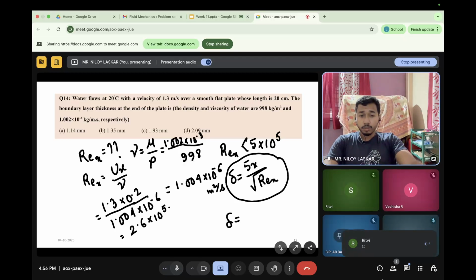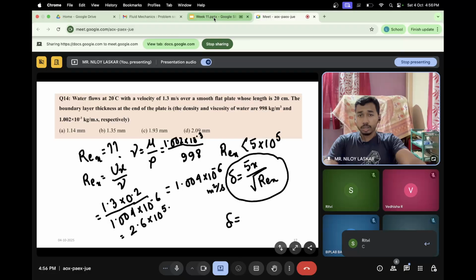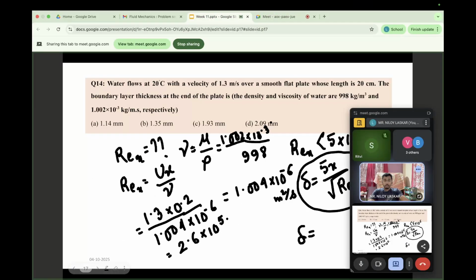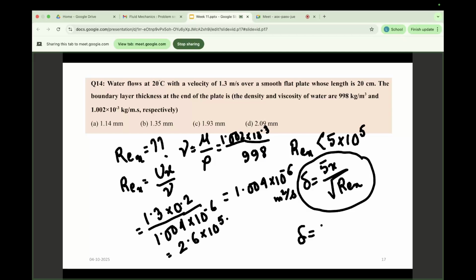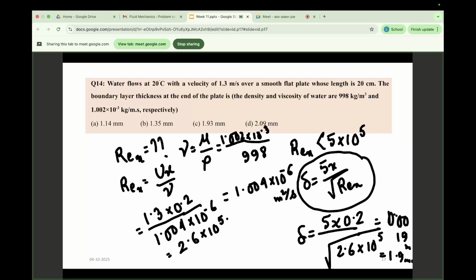Yes, Rishi, you were right. Big B, you were also right. So option C is the correct answer. Okay. So that means 5 into 0.2, and this one is 2.6 into 10 to the power 5. Accordingly, the answer we will get is 0.0019 meter, which is around 1.9 mm. So the correct answer is option C.